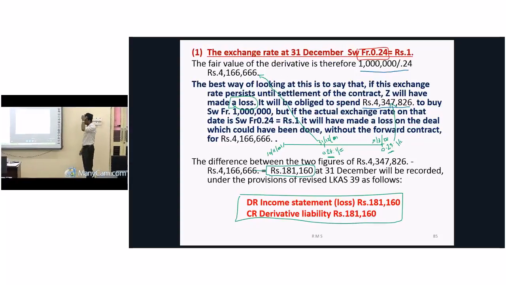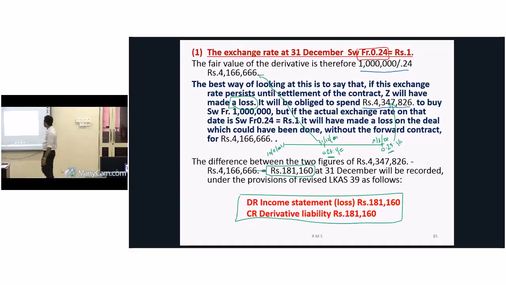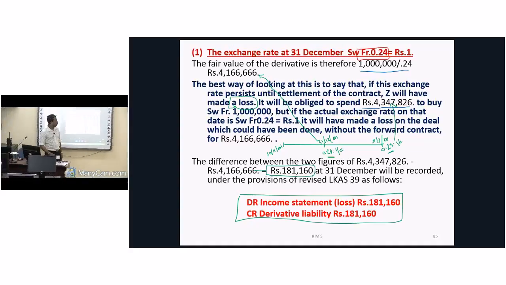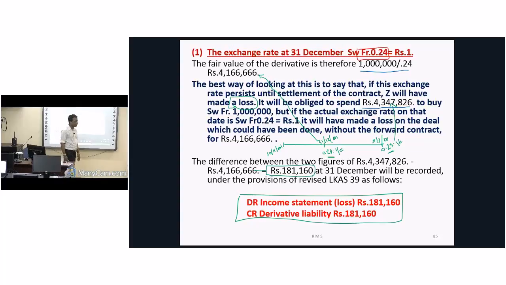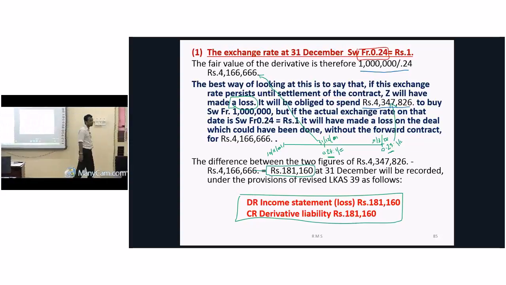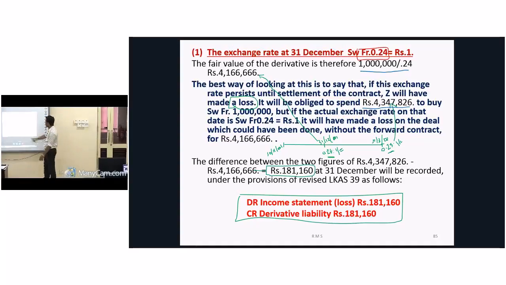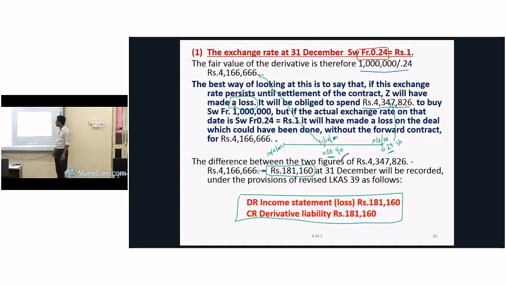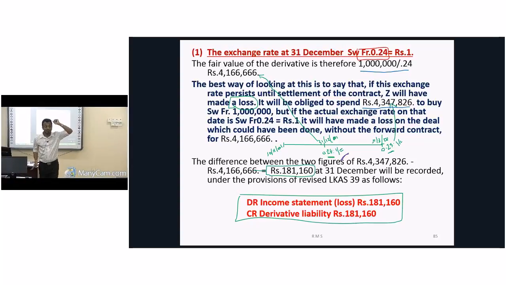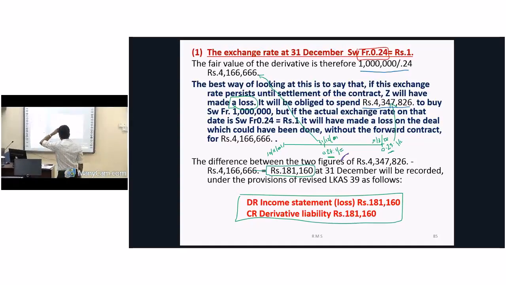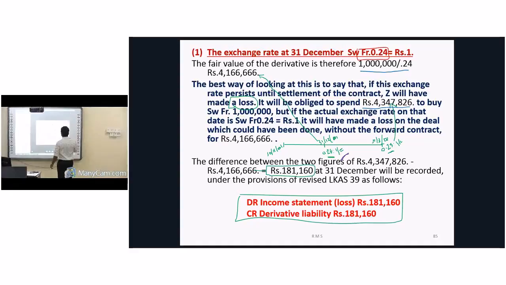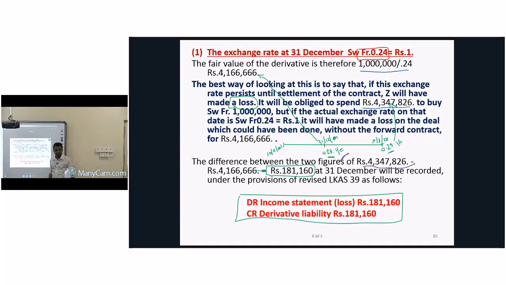Let's see now. We'll examine both possibilities. Now we are at the end of the year, 31st December. What is our currency rate now? 0.24 to 1. Now accordingly, according to the balance sheet date figures, how much will you have to pay? Look, same picture again. How much will you have to pay? 4,166,000. But originally we estimated how much? 4,347,000 on the estimate date. Look this up. But since the currency has appreciated or depreciated.